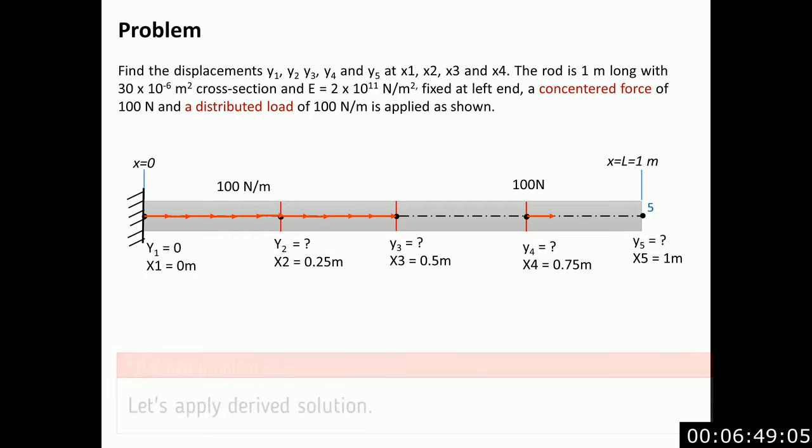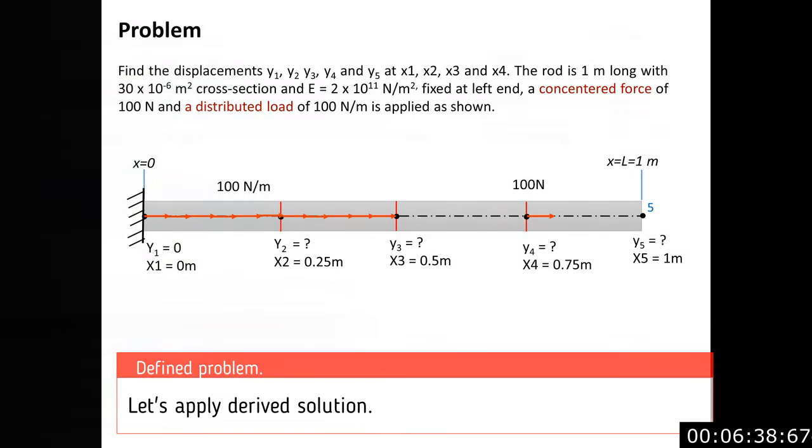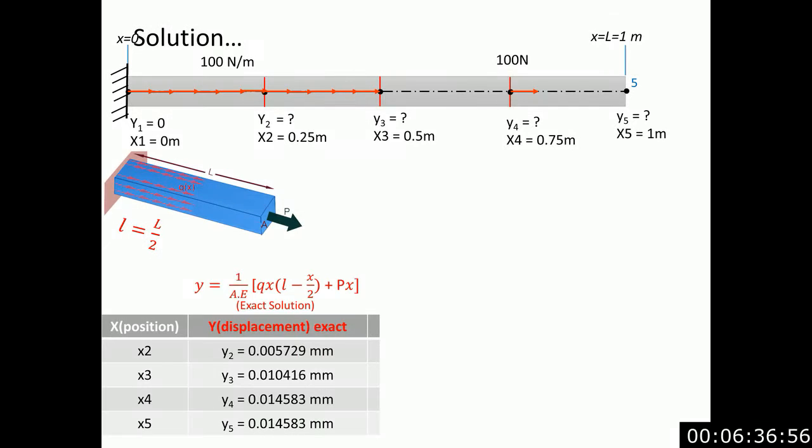In this simple rectangular bar problem, with the given length, area, Young's modulus and applied forces, we have to find the displacement for different given values of x. Using the derived analytical solution and substituting the given values, we get the value of displacement at distinct points along the bar.